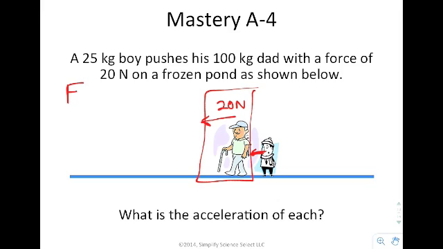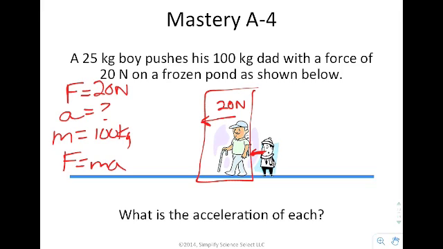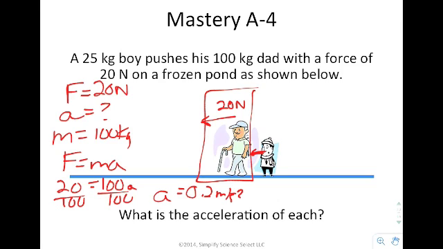You have a force of 20 newtons. You have an acceleration, which is what we're trying to solve for, and you have a mass of 100 kilograms. F equals ma, or 20 equals 100 a. Divide both sides by 100. It's just rehashing Newton's second law. You get a equals 0.2 meters per second squared. Now that's for the dad.